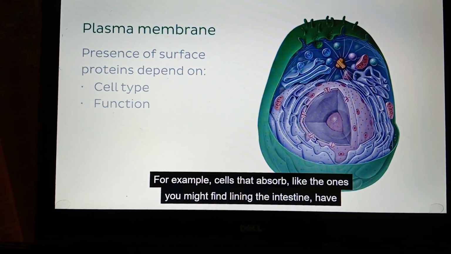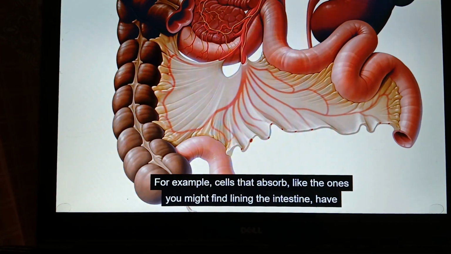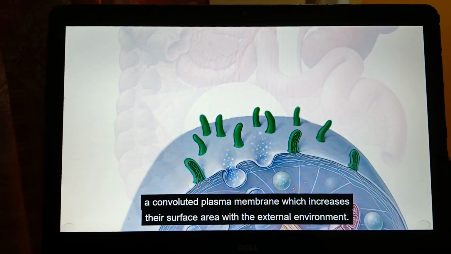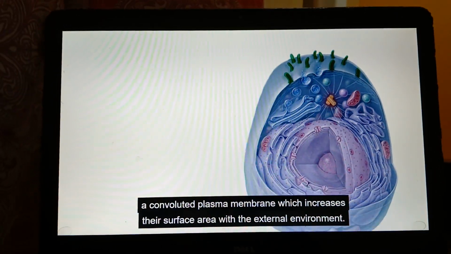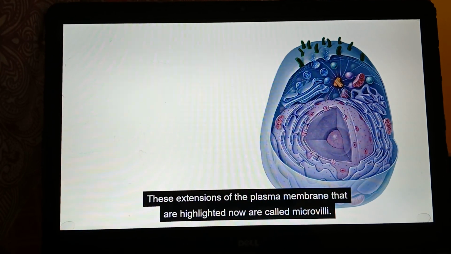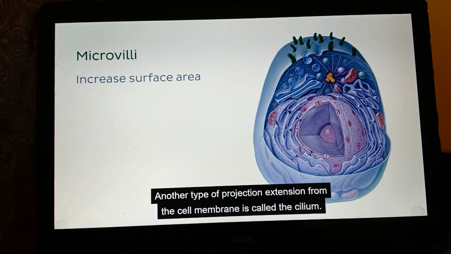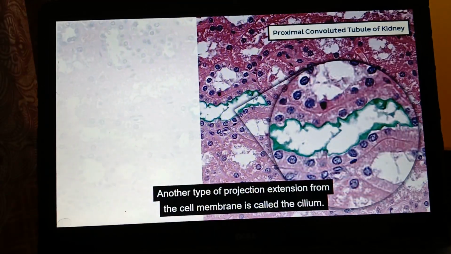For example, cells that absorb, like the ones you might find lining the intestine, have a convoluted plasma membrane which increases their surface area with the external environment. These extensions of the plasma membrane that are highlighted now are called microvilli. Another type of projection extension from the cell membrane is called a cilium.